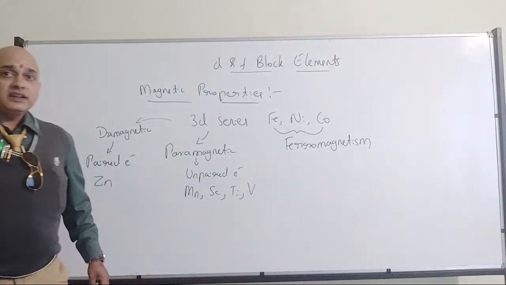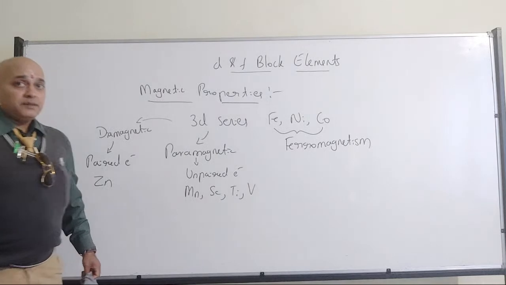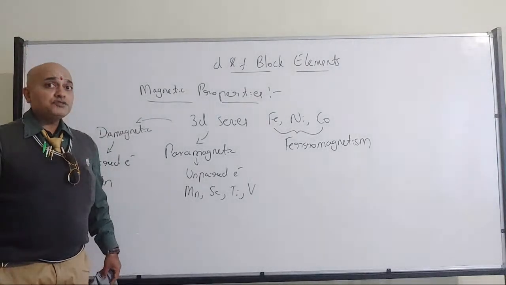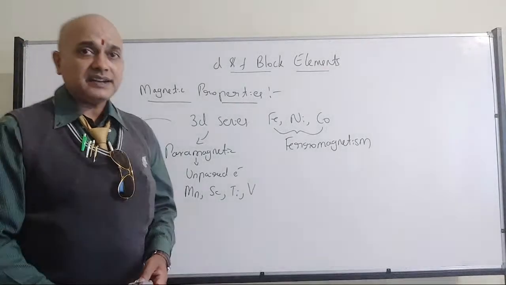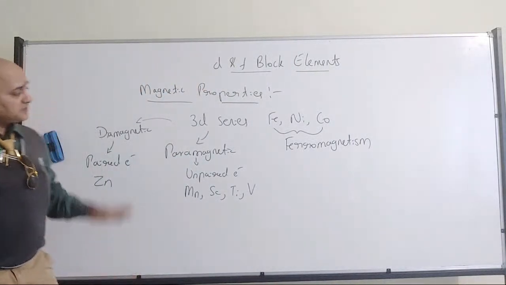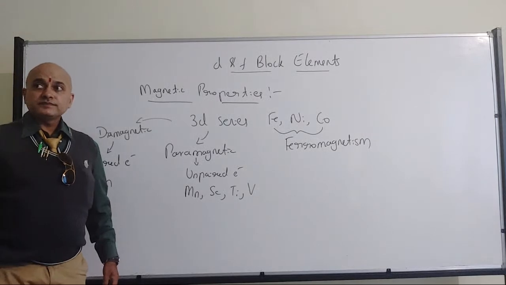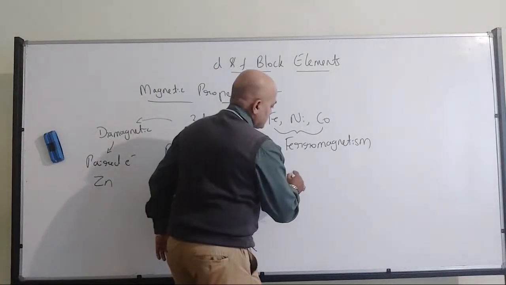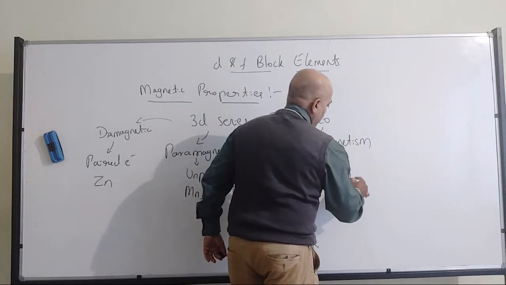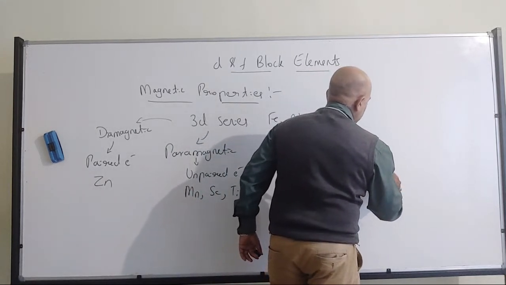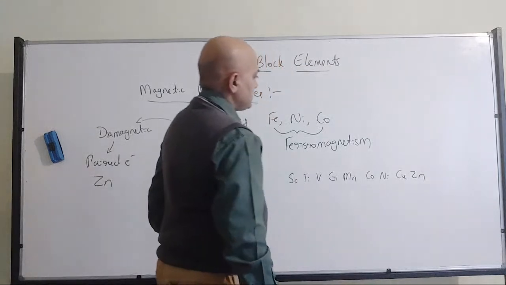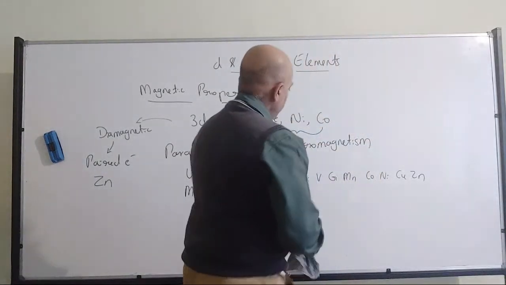Now you should tell me, based on that, which one should have the highest paramagnetic character among these? Which one should have the highest paramagnetic character? So we have scandium, then titanium, vanadium, chromium, manganese, cobalt, nickel, then copper and zinc. Oh, only 9 it has become. One element.